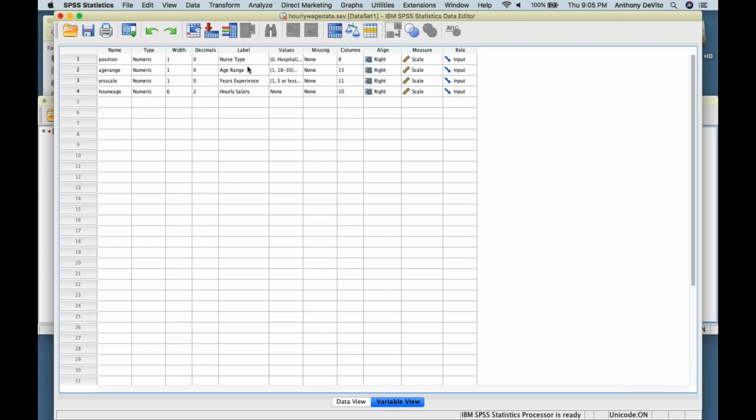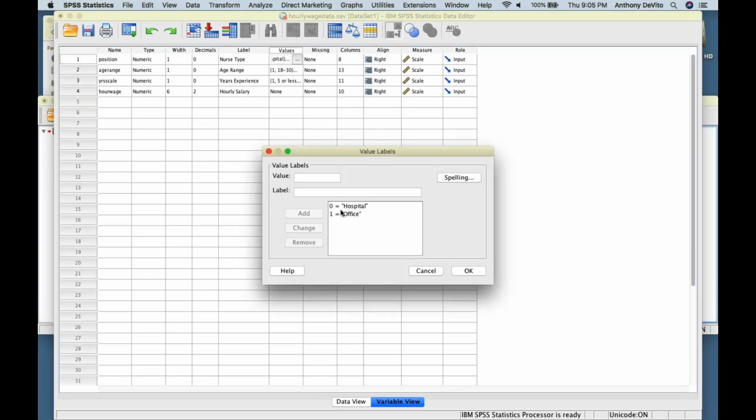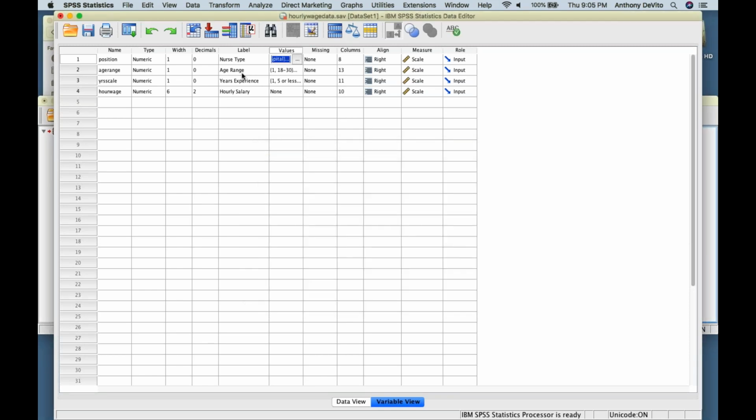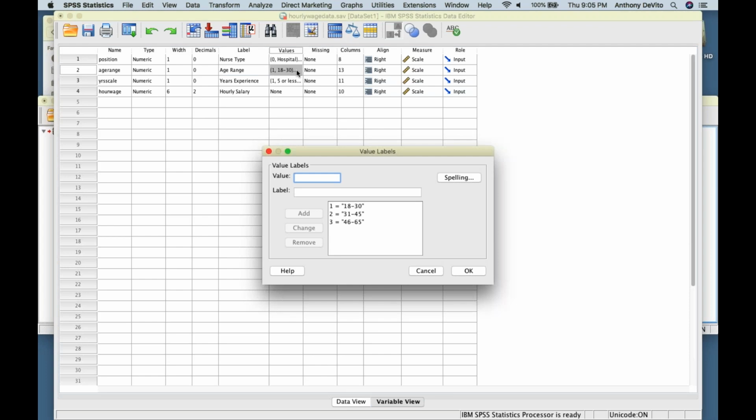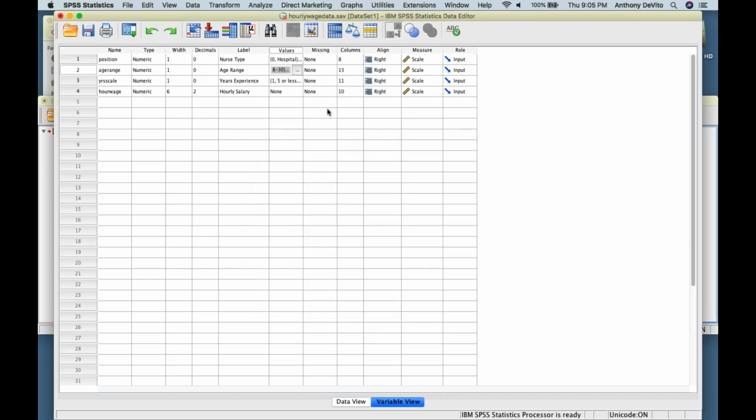Okay, and in fact, in that case, we'd be looking at two categorical variables. Nurses has two values, 0 and 1 for office and hospital. And age range has three values, 18 up through 65 in three groups. So that would be categorical. So we would use chi-square for that particular situation.